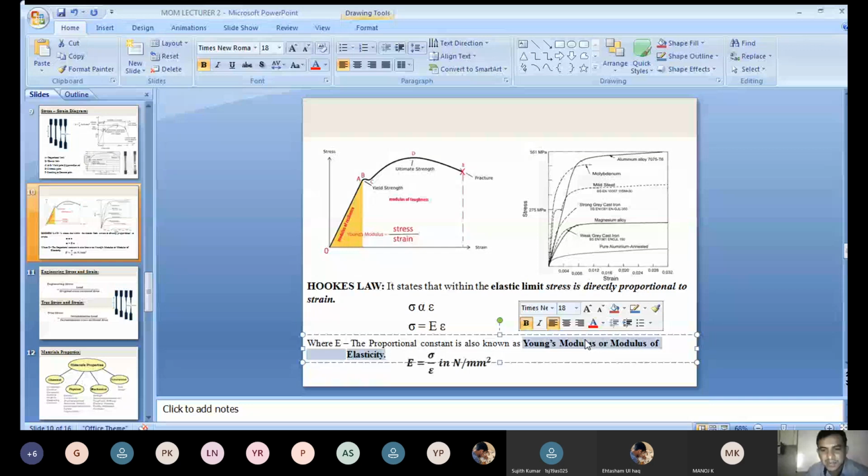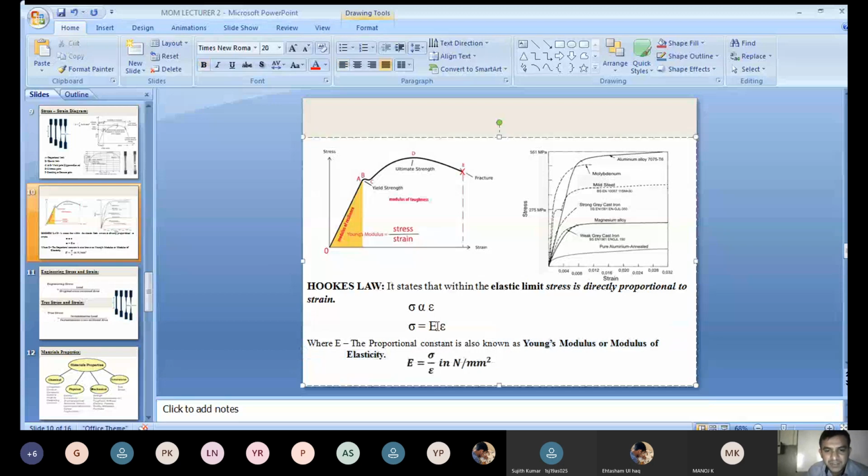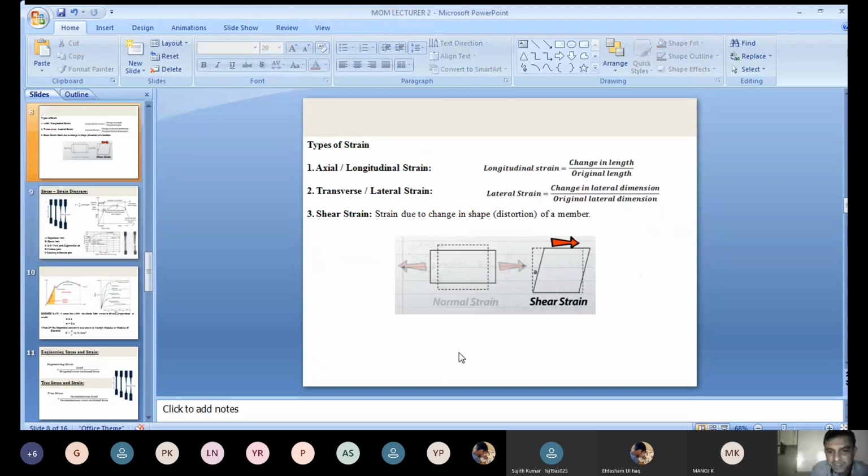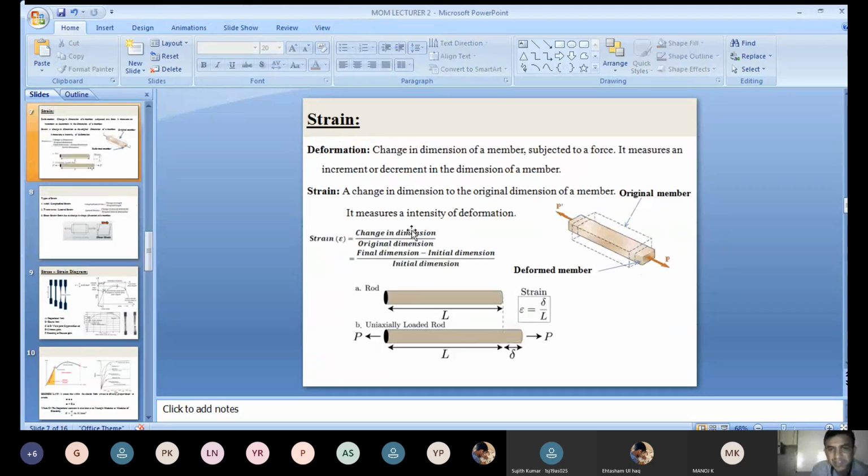Young's, the scientist name, Young's modulus, or modulus of elasticity. Now from this equation you can see the modulus of elasticity, or Young's modulus, is the ratio of stress by strain. This is the relation between stress and strain. One more thing, stress has the unit Newton per mm square. What about strain? Does strain have any unit? The change in dimension is in millimeter, the original dimension is also in millimeter. Millimeter gets cancelled. There is no unit for strain.